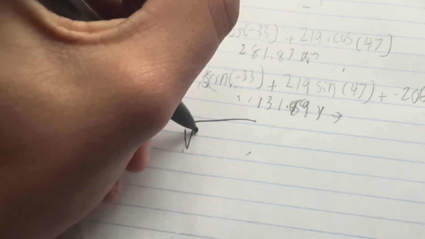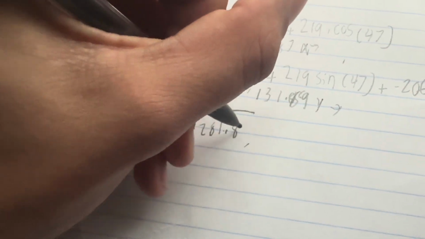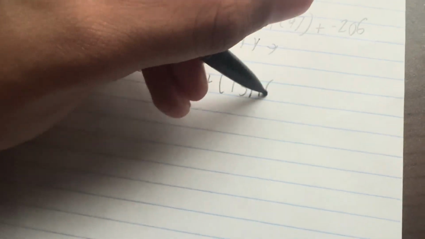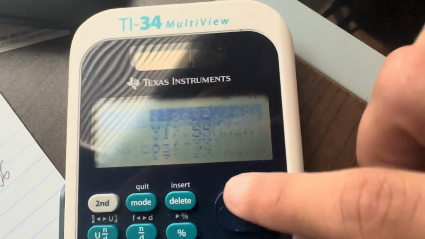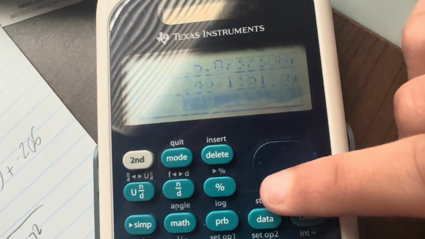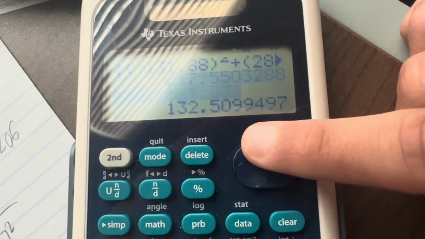Yes, we got 281.87 in the x direction, 131.89 in the y direction. So now the next question is asking me the length or magnitude, and all we have to do is take the square root of the x direction squared, so 281.87 squared, and add that to negative 131.89 squared. Since it's getting squared, it won't really matter too much, but it's good to just put it in there. Going back up to my calculator.